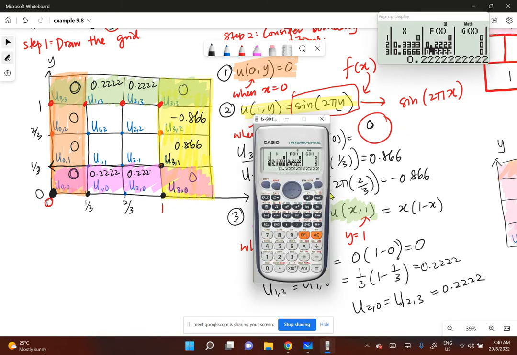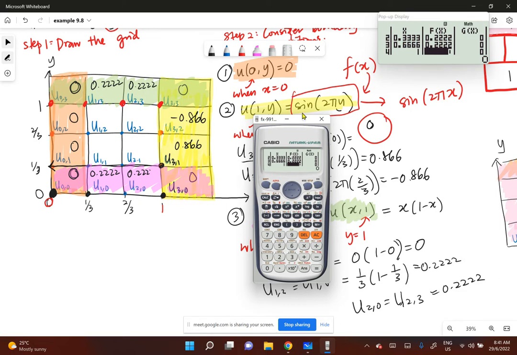And then the last one, let's check whether we can get 0 or not. When x is 1, the value of u is 0. So here 0, here 0. Okay, so far okay, class? If you're okay, then you type okay. So far okay? All okay?